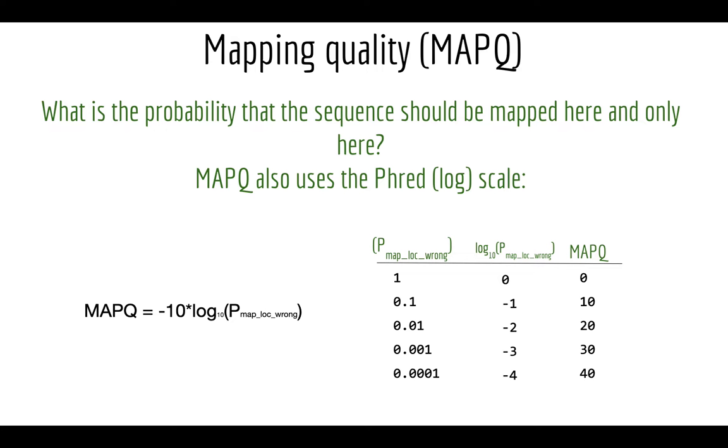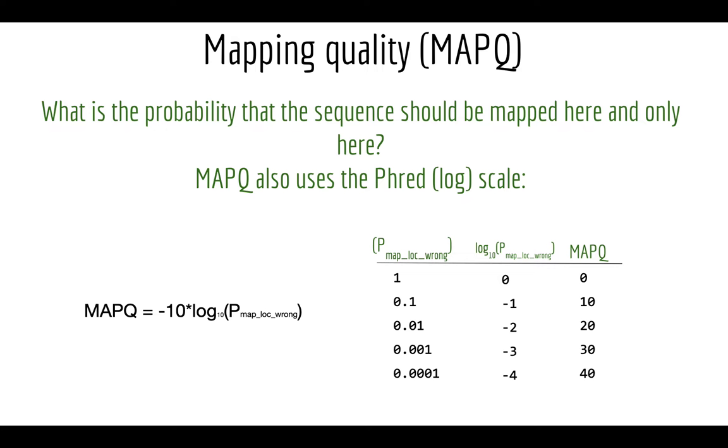They use those indexes to figure out possible locations in the genome. They choose one. Typically, they choose one. But for some reads, there might have been 100 possible options. So there's this value called the mapping quality.